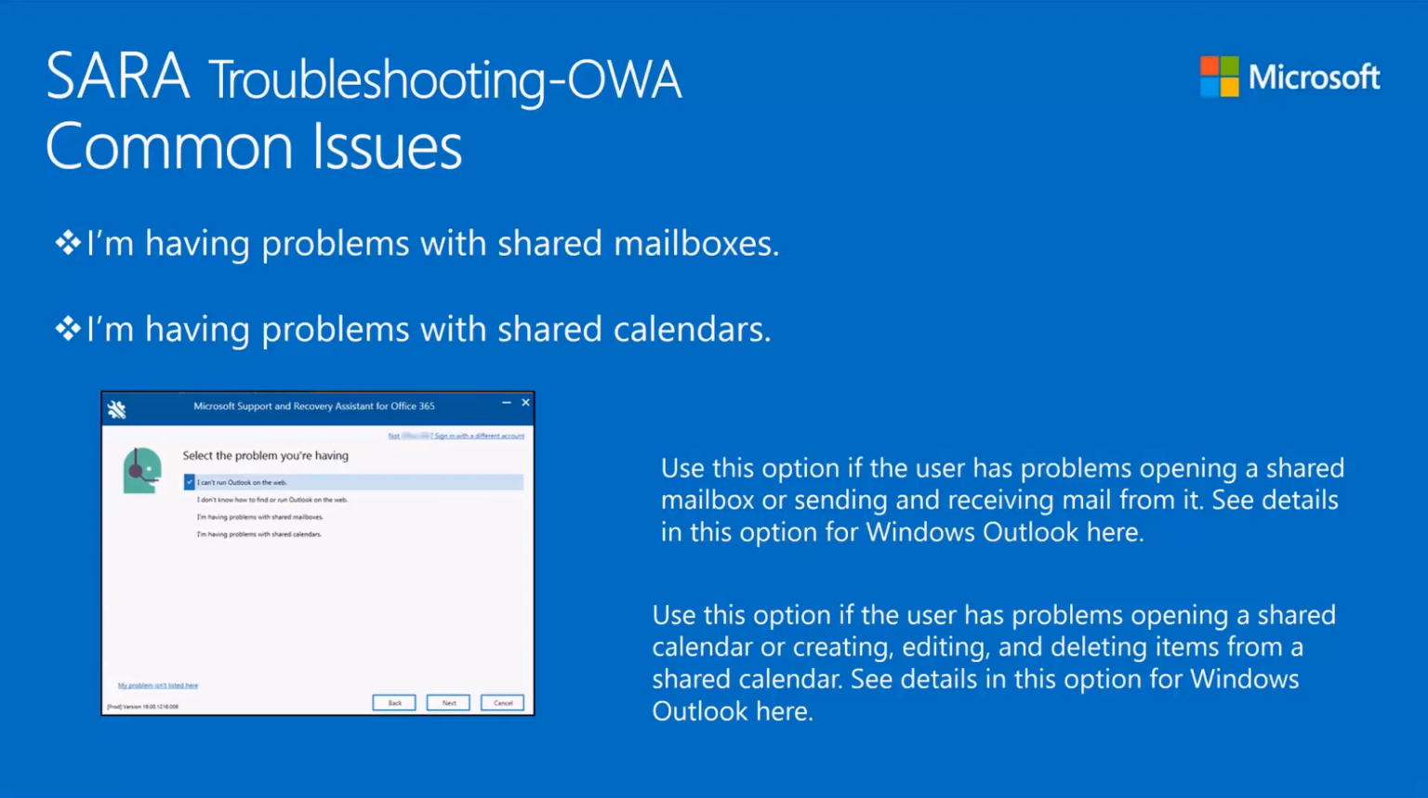Similar to the Outlook client issues, there is "I'm having problems with shared mailboxes or shared calendars." These options are used if the user is having trouble opening the shared mailbox or the shared calendar, and the same checks are run here. I don't want to go through them because we have already discussed them in the previous slides.